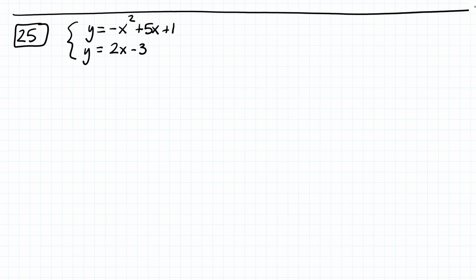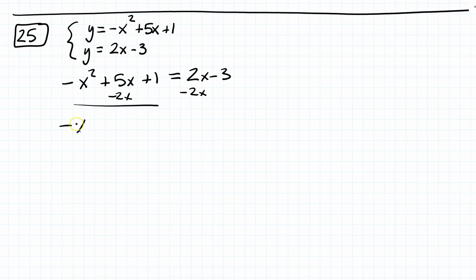We need to be able to figure this out algebraically. So what do we do? We're going to use substitution. Since they're both equal to y, I'm going to set negative x squared plus 5x plus 1 equal to 2x minus 3, and I'm going to get everything to one side. So I'm going to subtract 2x from both sides.